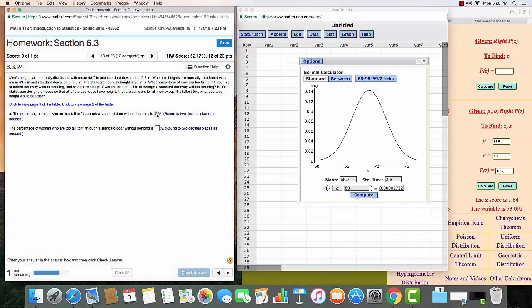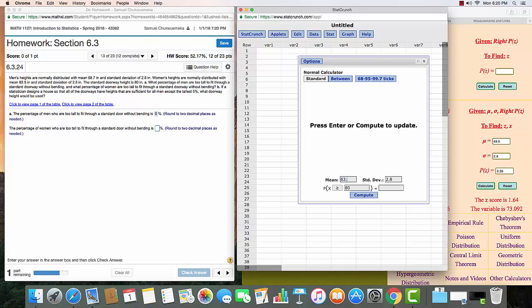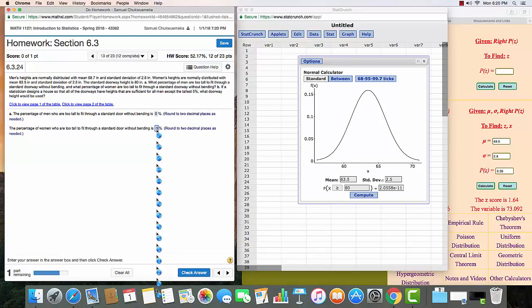Then for the women, you just change the values here. The mean for the women is 63.5, and the standard deviation is 2.5. And you just press enter. For the women, as you can see here, it's still 0. So you just put 0. Okay.